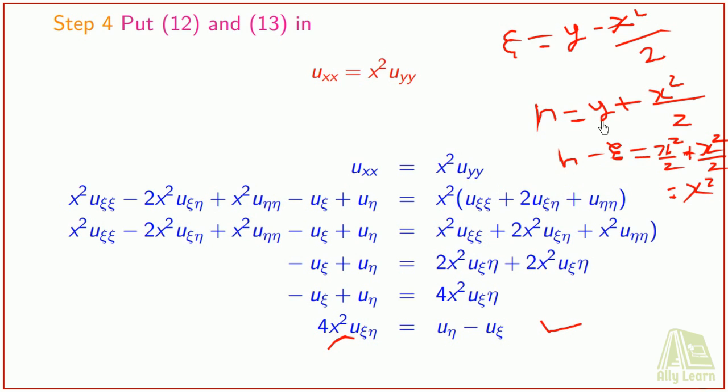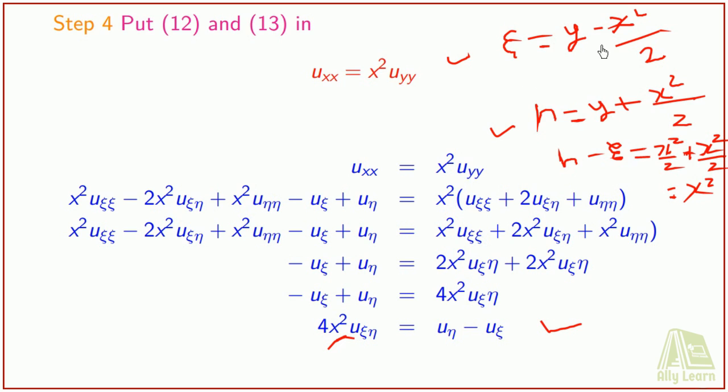Okay, so just come again. My xi was y minus x square by 2, and eta was y plus x square by 2. I just apply eta minus y. If you take eta minus y, what will happen? Y minus y, both the y's will get cancelled and we will be left with x square by 2 plus x square by 2. And these two add up to give x square. So the value of x square is eta minus y. I wanted to write x in terms of eta and y, so I used these two relations to get the value of x square.